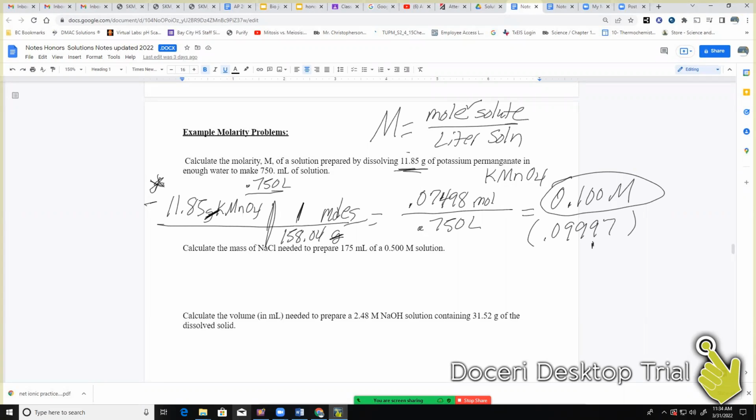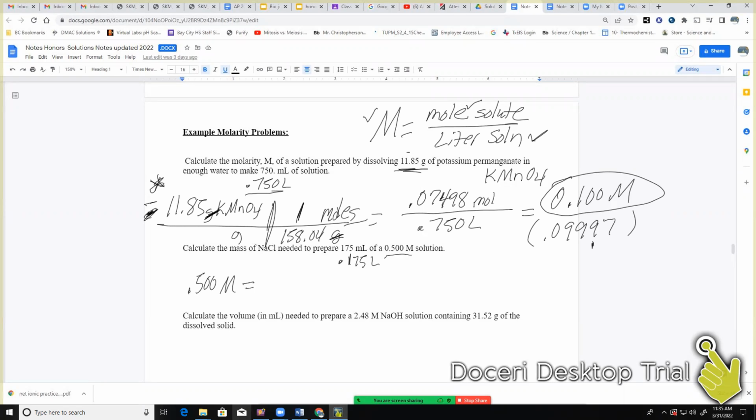What is the mass of sodium chloride, so I'm trying to find grams of sodium chloride, needed to prepare 175 mL? That becomes 0.175 liters, and I already have my molarity. On this one, I'm not just filling in my formula. I have my molarity, and I have how many liters, or partial liters. What I don't have is moles of solute. So that's what I'm going to have to solve for first, and then I'll use my molar mass to reverse this to get to grams.